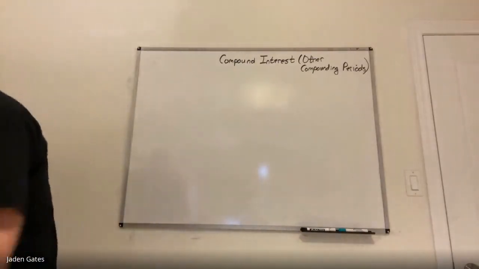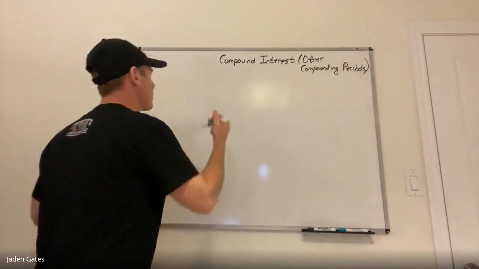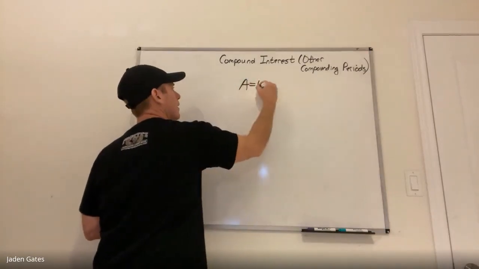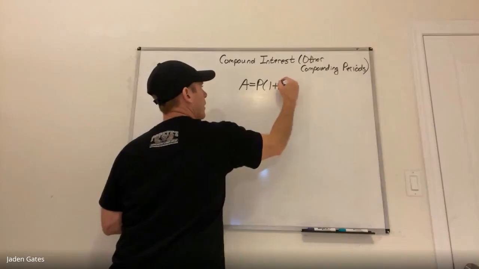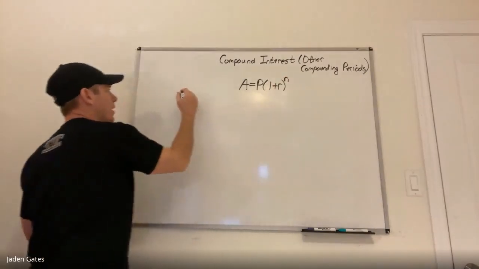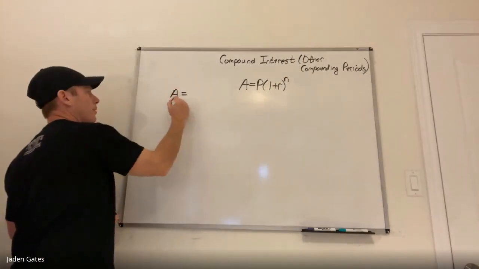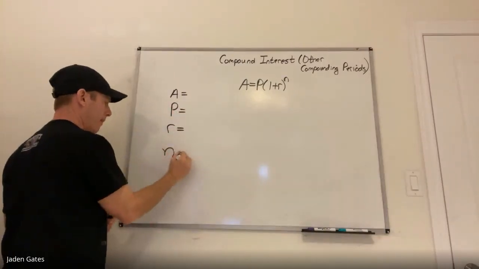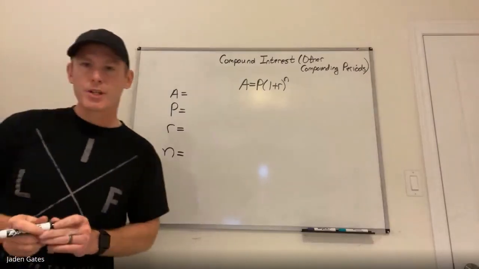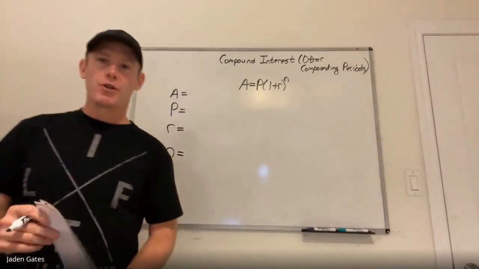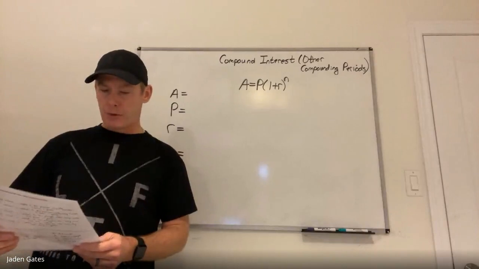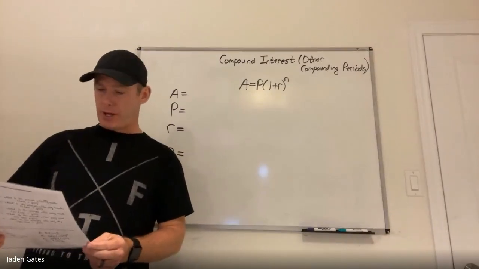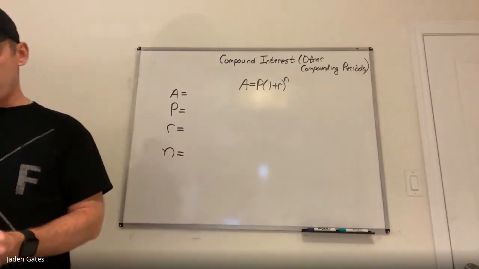All right, so example, we're sticking with compound interest here, so I'm going to write down my formula once again. All right, and again, we have our 4 variables. This time, we're going with a student again who wants to buy a car.